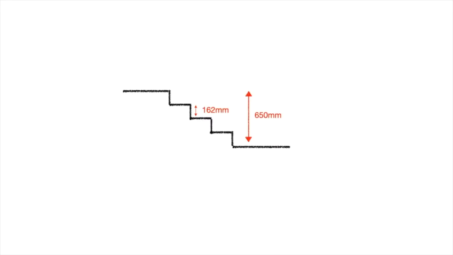But for this example, let's assume it's 1 in 60, which is like your basic decking or riven paving slab, for example. So for every metre, this is approximately 17mm. Over 1.2 metres, that's 20mm. So if the total level change is 650, we need to take 20mm off this, giving 630mm, and divide this by 4 risers, which is 157mm.